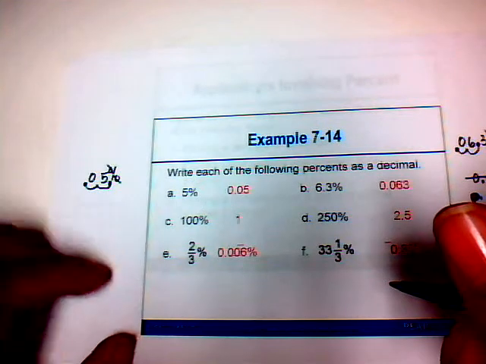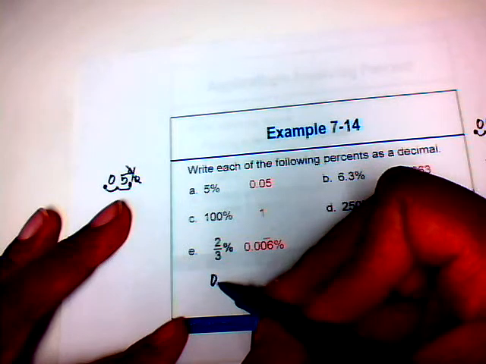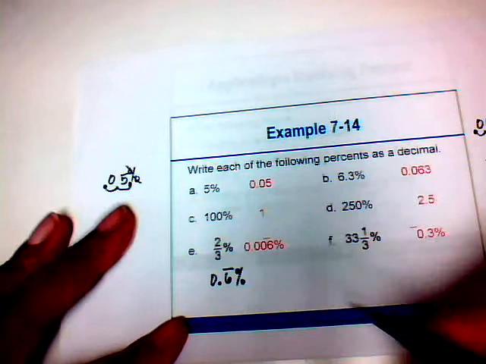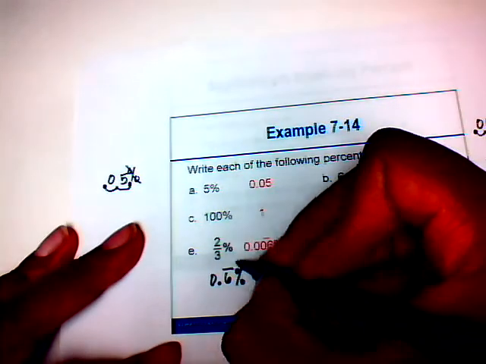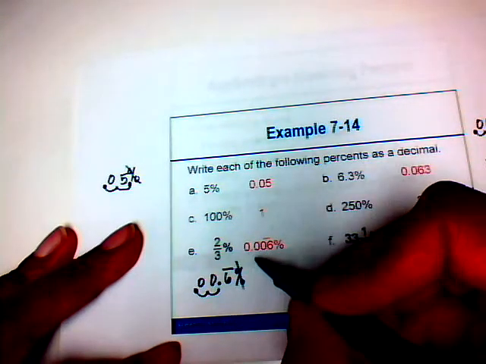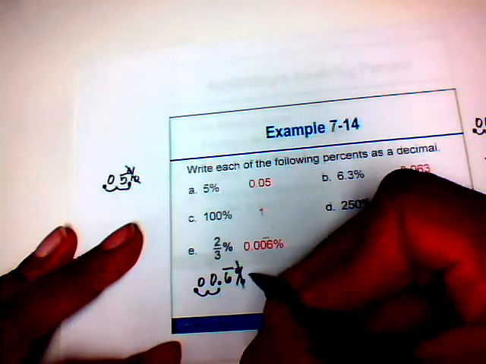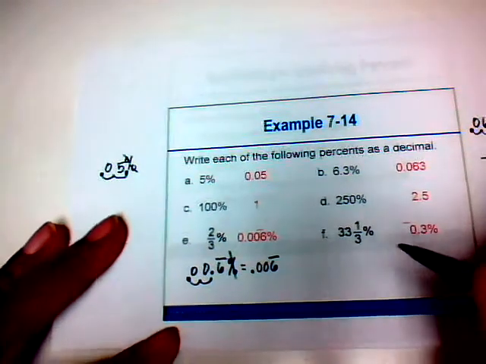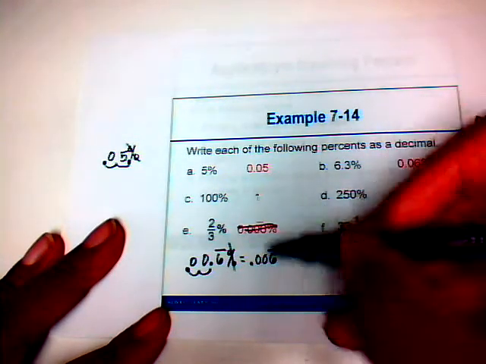Now part E, you got 2/3%. If I convert 2/3 as a decimal, it will be 0.6 repeating. And that's as a percent. But I want to convert that to a decimal, so here, move it over 2 places to the left. It'll be 0.006 with a bar on top of the 6. Okay, disregard this answer right here. This is the correct one.